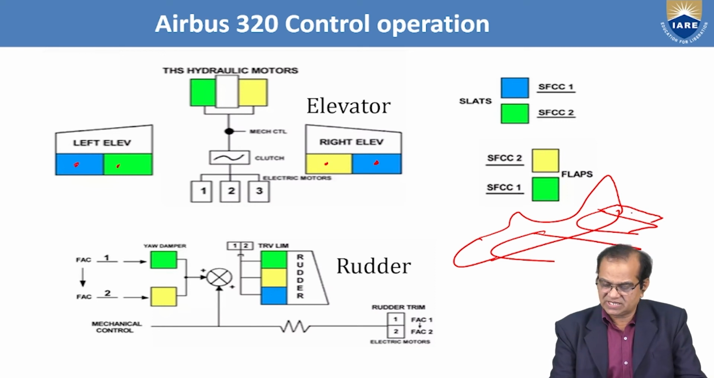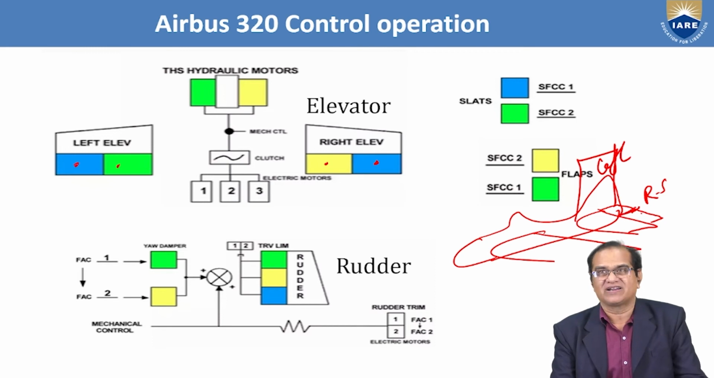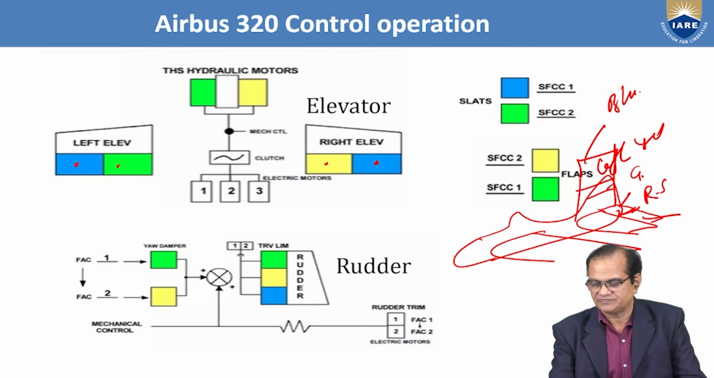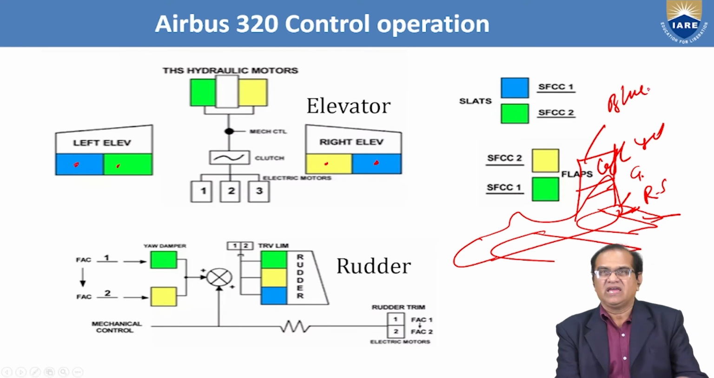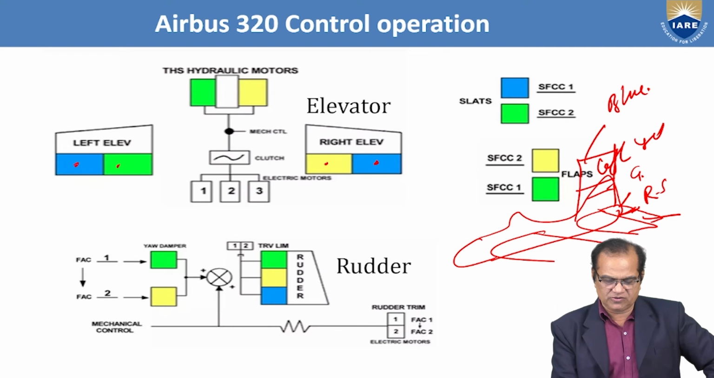So this is the right side, and here is the left side. So here we have the two parts. The inner one is operated by the green, the right one is operated by the yellow, and this tip is operated by the blue. So this is the elevator operation, and here also we have 1, 2 and 3 electrical motors.